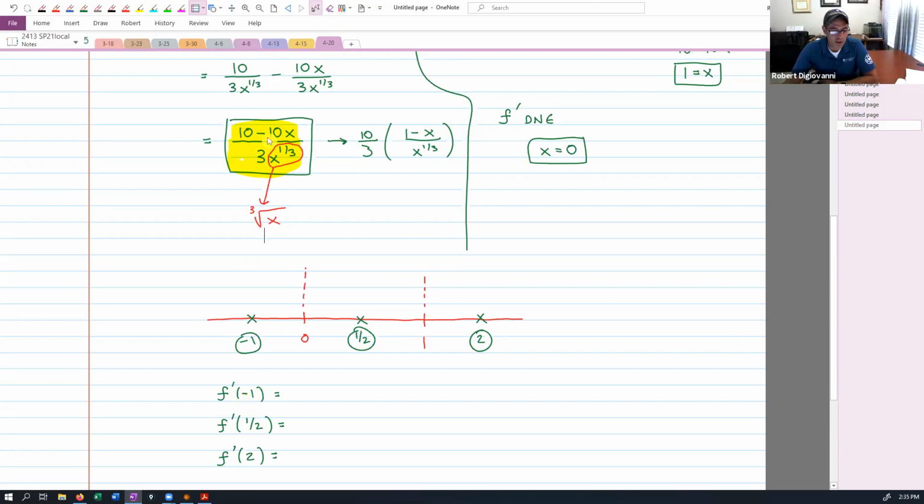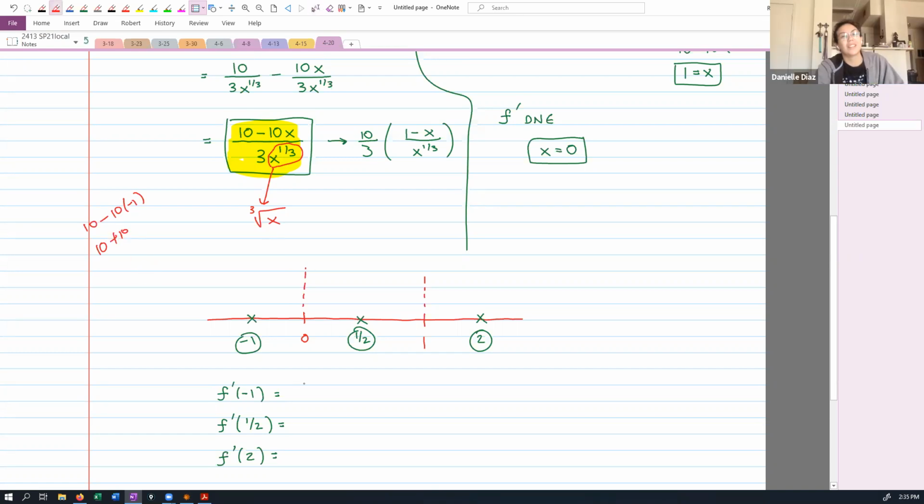If I plug -1 into the top, what happens? What do I get? 10 take away 10 times -1. You get 0 at the top, right? No, you'll get 10 take away 10 times -1. That's 10 plus 10. Yeah, my bad. So you get a positive on the top. What do you get on the bottom?